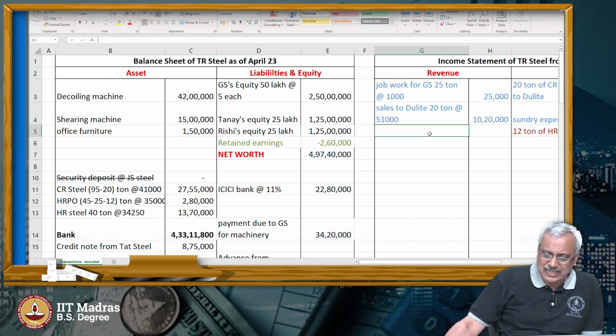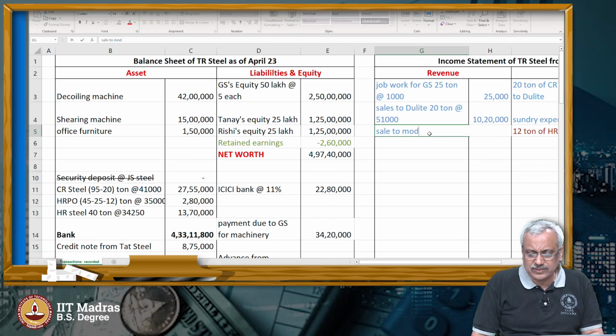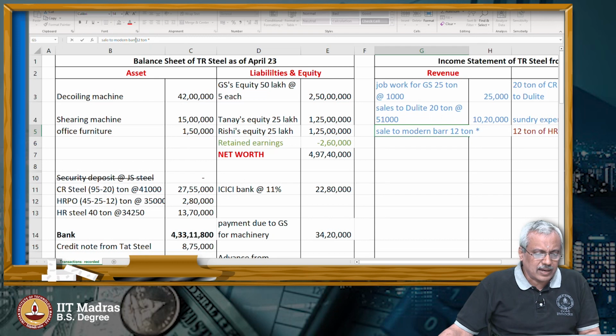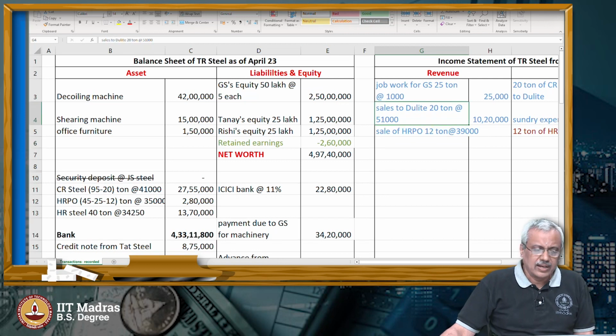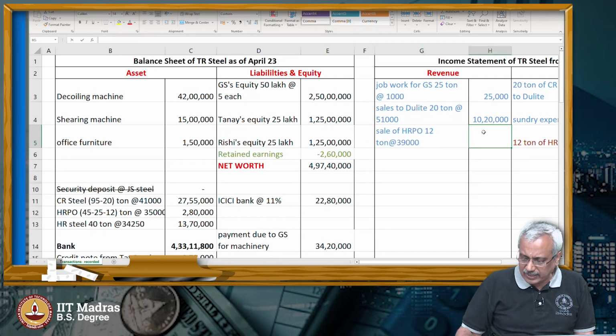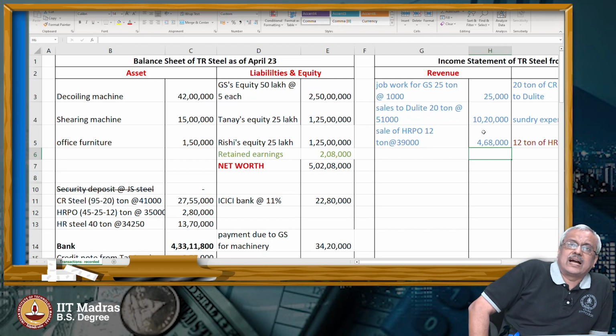Second part of the transaction, revenue occurred: sale to Modern Barrels, 12 tons at what is the price? Sale of HRPO. I do not need to know the person to whom I sell because I am receiving cash. Sale of HRPO 12 tons at 39,000. Am I right? 39,000 per ton, 12 tons at 39,000 per ton. That is the thing I have sold, 39,000 into 12 tons, and this is the revenue that I have generated.